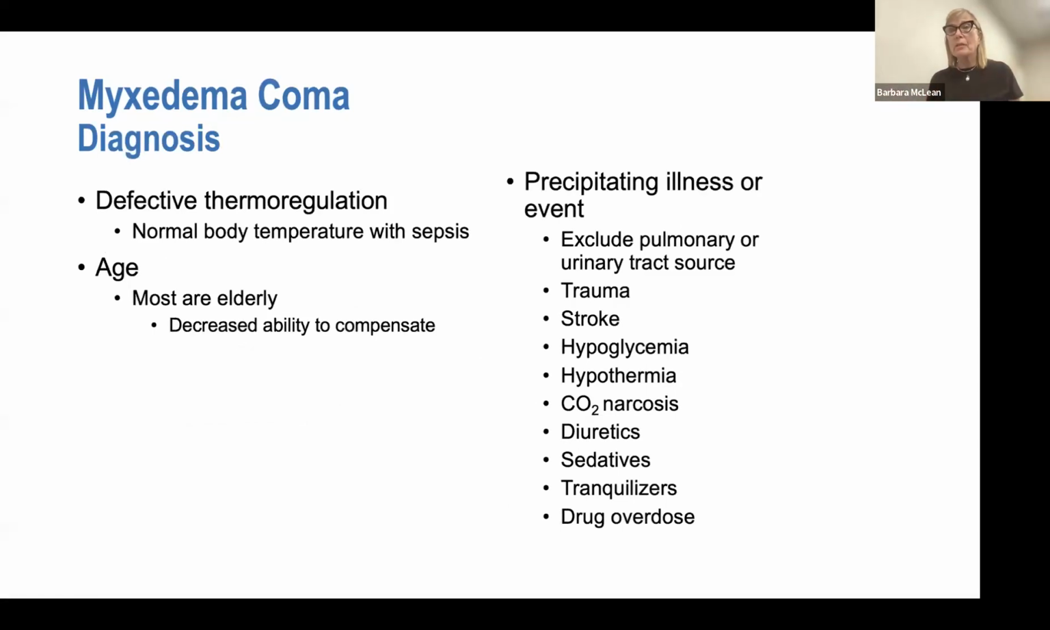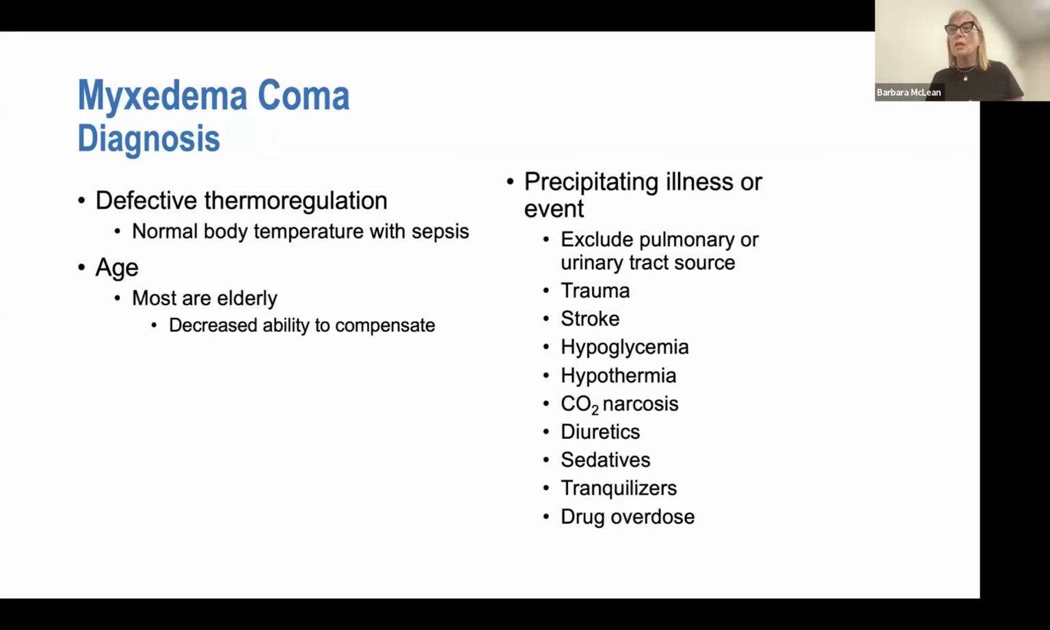Almost always, we start with the precipitating illness or event. You can see everything listed here. It's like everything that happens to patients, okay? And then we say we're diagnosing this by the big trio: hypotension, bradycardia, hypothermia.